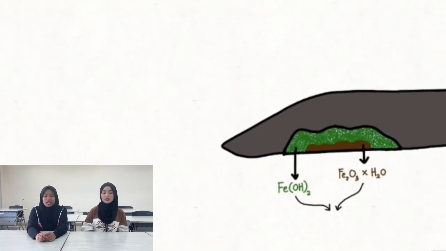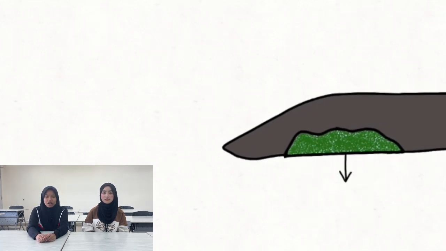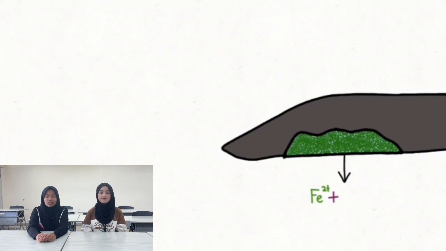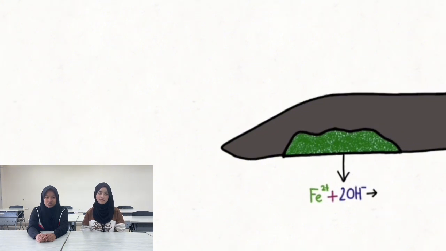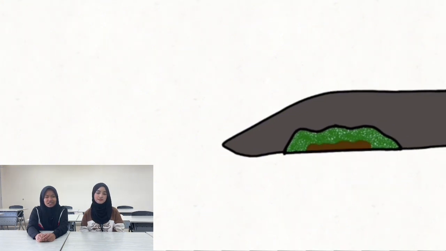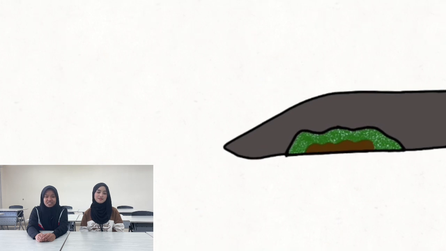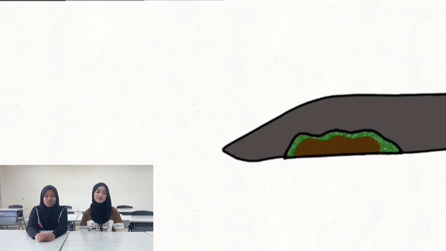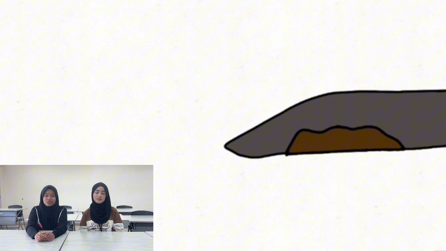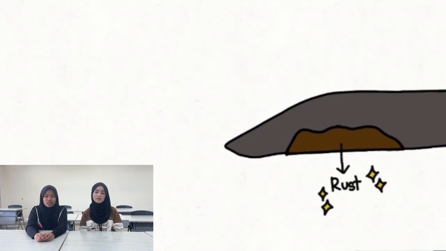At the surface of the iron nail, iron(II) ion and hydroxide ion combine to form a green solid called iron(II) hydroxide. Iron(II) hydroxide is then oxidized by the oxygen in the air to a brown solid called hydrated iron(III) oxide, which is also recognized as rust.